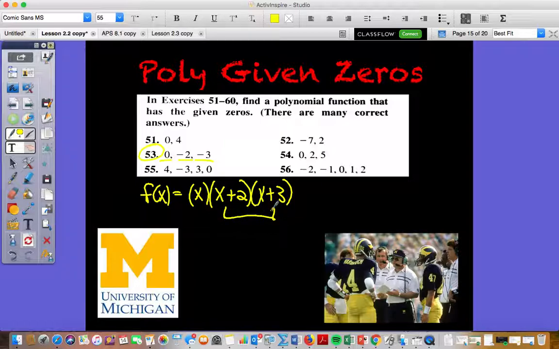Distribute these last two, right? Distribute it out: x squared plus 2x plus 3x plus 6. And then multiply by x, because we didn't use that yet, to each of these parts.